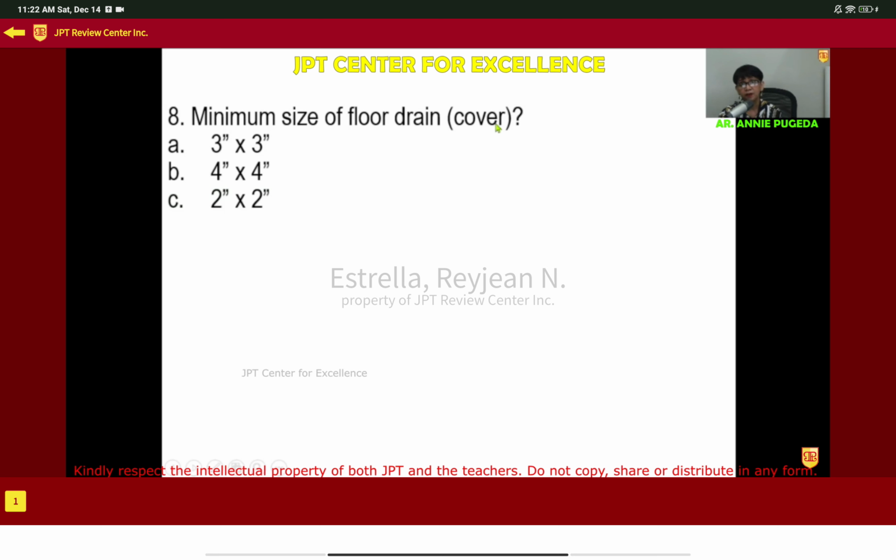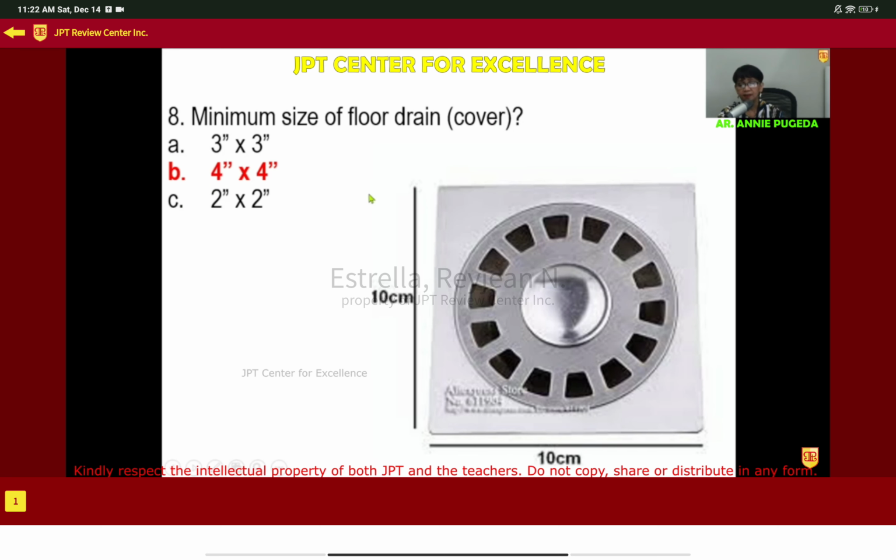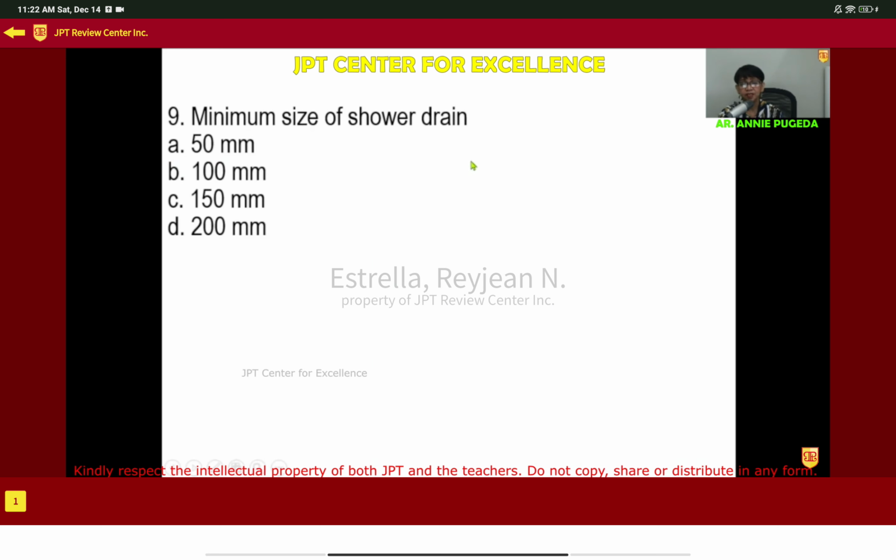Size of floor drain cover. Okay, kung ang floor drain mo 3, lalagyan mo ng cover. Siyempre, mas malaki yung cover. And therefore, that would be 4 inches by 4 inches. Okay, clear? Again, minimum size of shower drain. 2 inches is 50 mm.